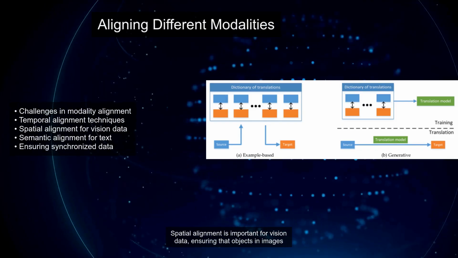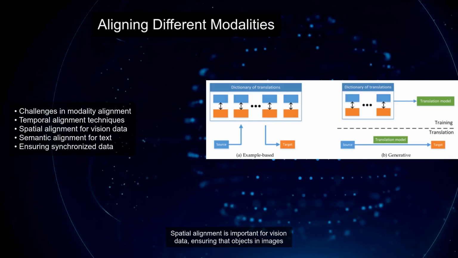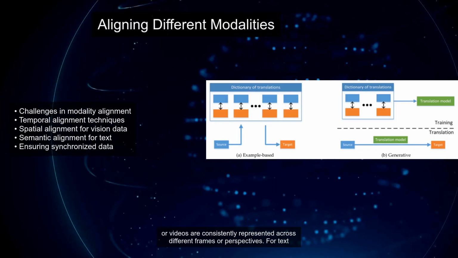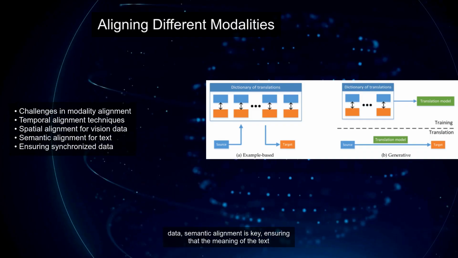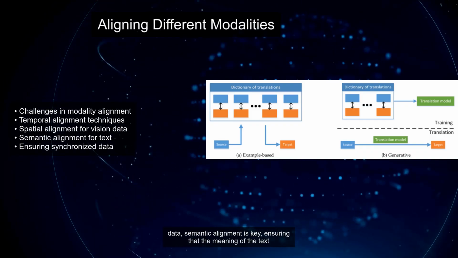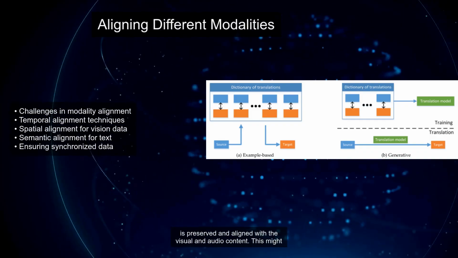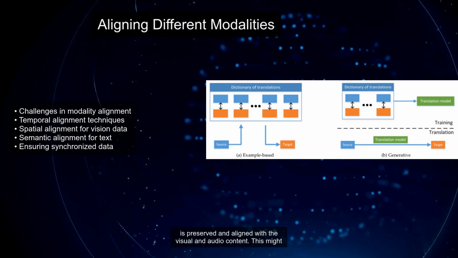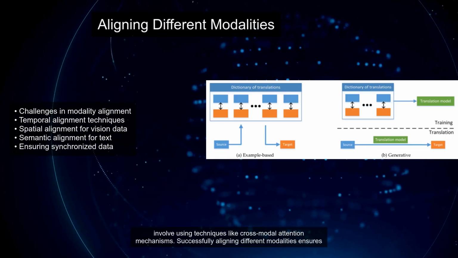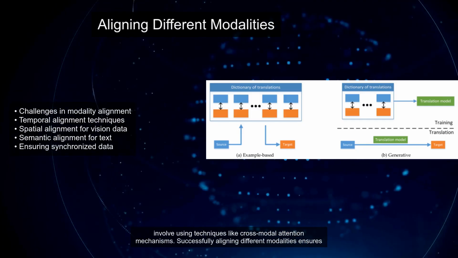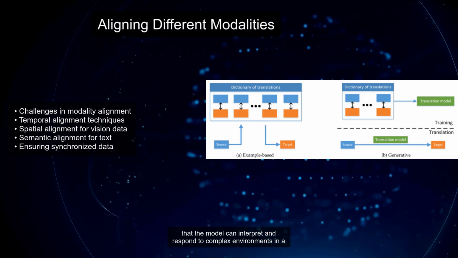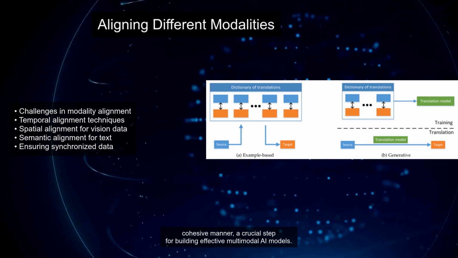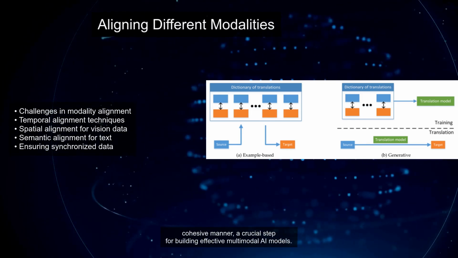Spatial alignment is important for vision data, ensuring that objects in images or videos are consistently represented across different frames or perspectives. For text data, semantic alignment is key, ensuring that the meaning of the text is preserved and aligned with the visual and audio content. This might involve using techniques like cross-modal attention mechanisms. Successfully aligning different modalities ensures that the model can interpret and respond to complex environments in a cohesive manner, a crucial step for building effective multimodal AI models.